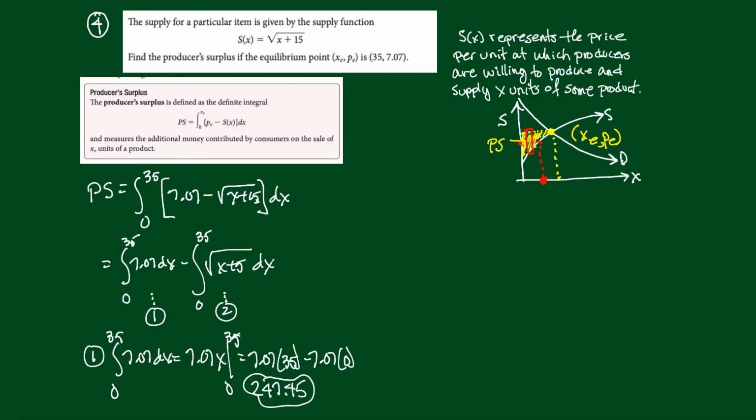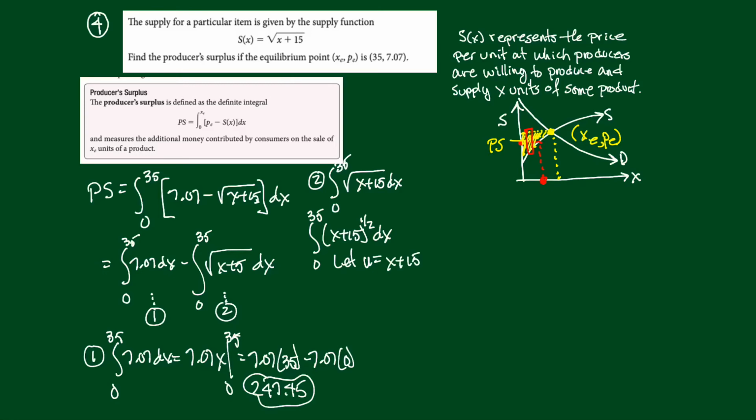Now what about integral number 2? Here's what we have. We're going to go from 0 to 35 of the square root of x plus 15 dx. The first thing I'm going to do is eliminate that radical. So this is the integral from 0 to 35 of (x plus 15) to the 1/2 dx. Now I think we're going to have to use a u substitution, since I've got something to a power. So let u equal x plus 15.